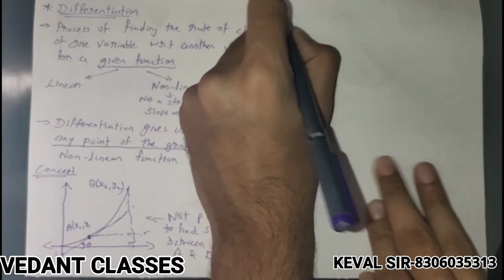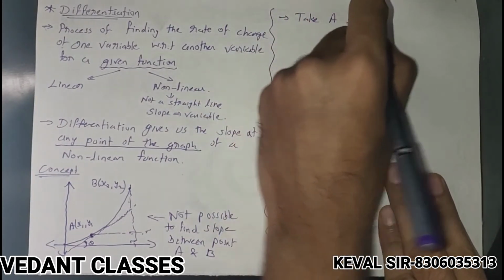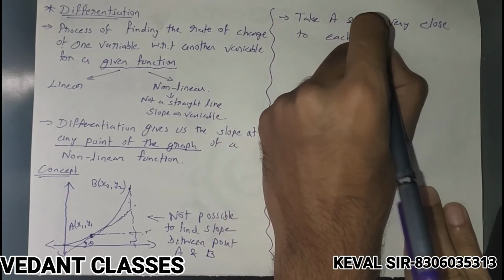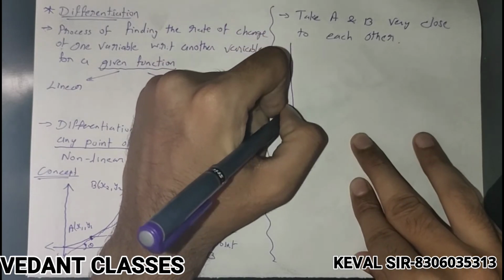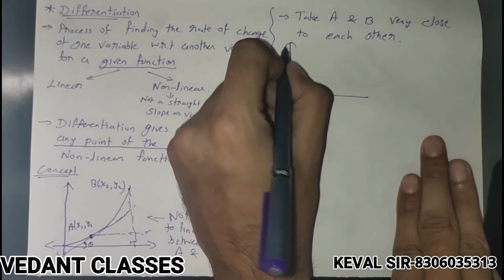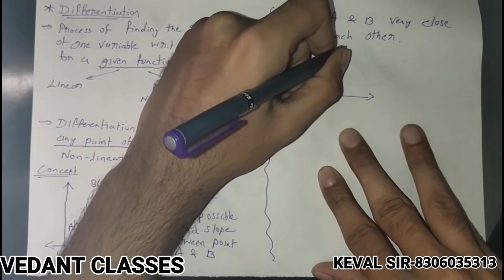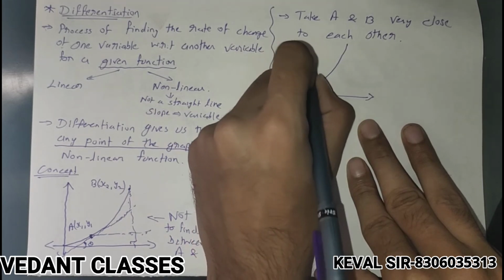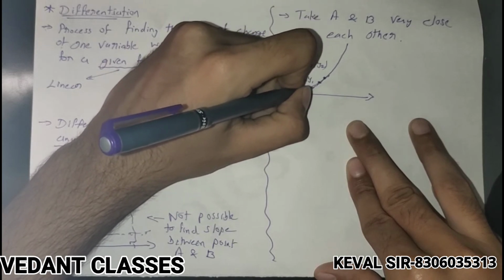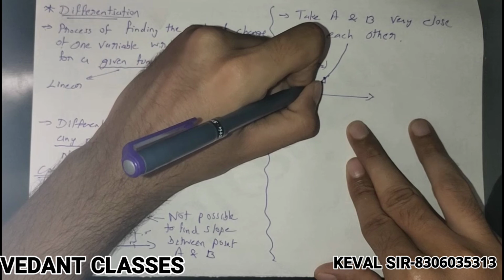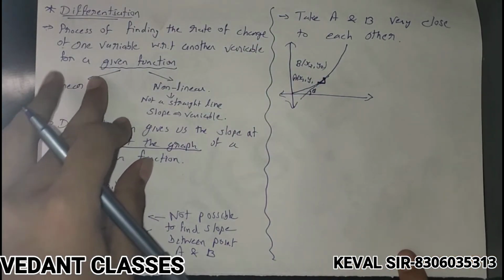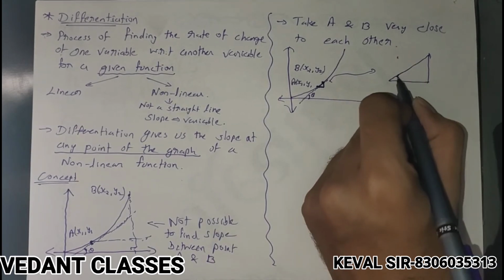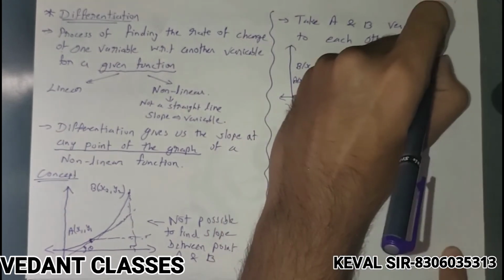So now what we can do, take A and B very close to each other. Now considering point A and B close to each other, let's say point A is here and point B is here. We are having the coordinates x1, y1 and x2, y2. Now if we draw a tangent, then we are getting a small triangle over here. Now let's see how this triangle seems. It will be like this, so it's point A and it's point B.